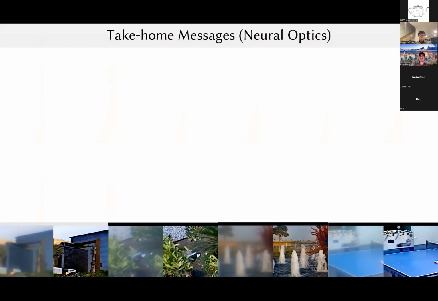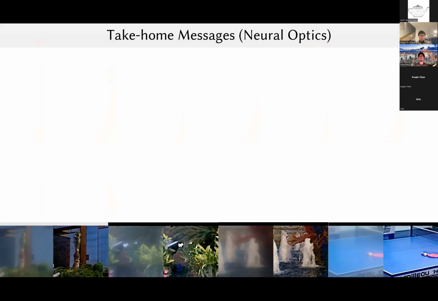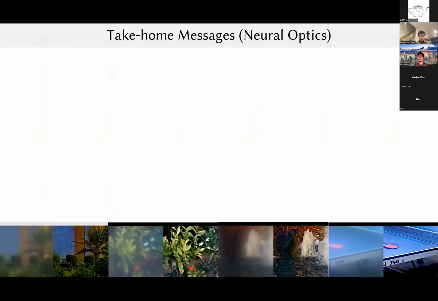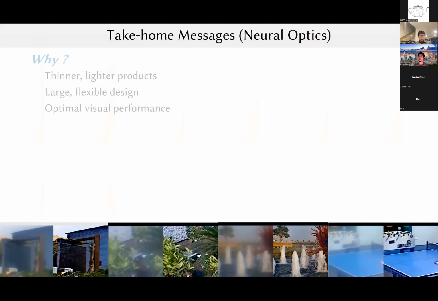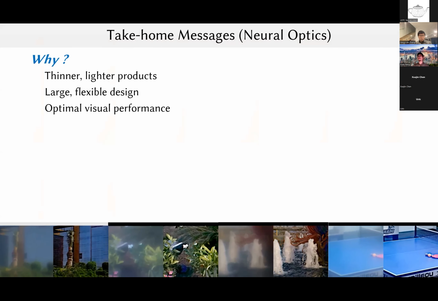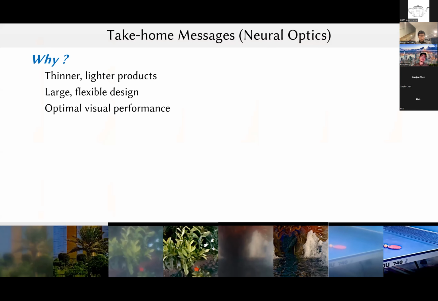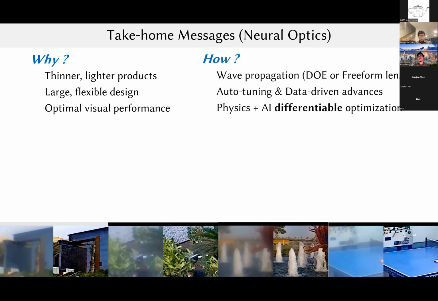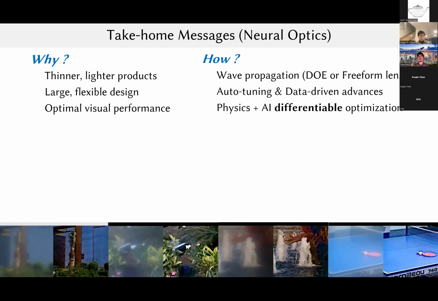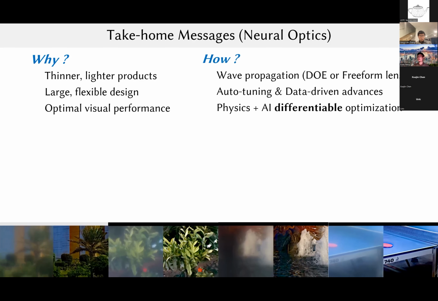Okay, so let's take a break here and summarize the takeaway for the first part, neural optics. The high-level concept is the co-design of optics and algorithms. So the goal is to enable optimal visual performance on ultra-thin and lightweight optics. To achieve this, we try to explore the optimization in both optical design and image post-processing.